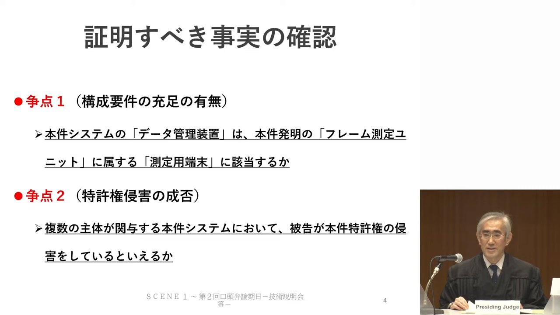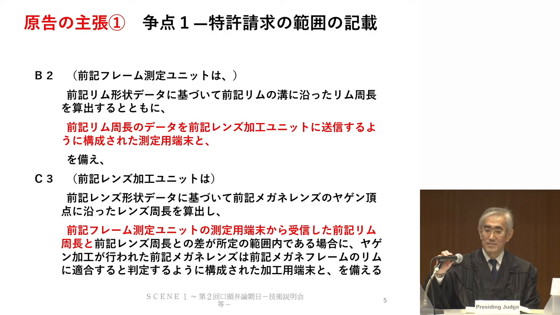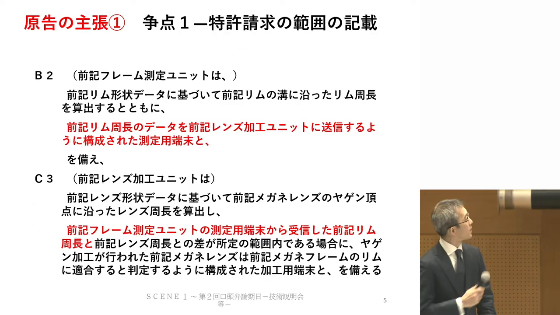The points at issue in this case are as stated in the summary statements of both parties. Point at issue one is whether the data management device of the system falls under the measurement terminal constituting the frame measurement unit of the present invention. Point at issue two is whether defendant infringes the patent right in the system involving multiple actors. Based on these points at issue, we'll first ask both parties to explain the summary of the allegations. Then first, I'd like to ask for explanation from the attorney for the plaintiff.